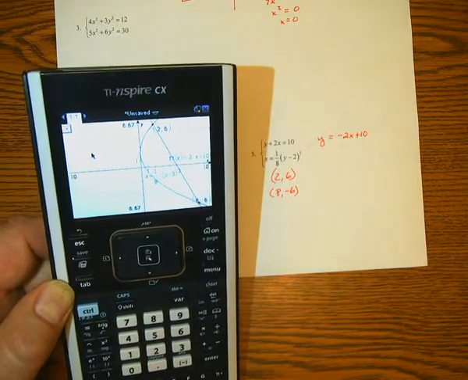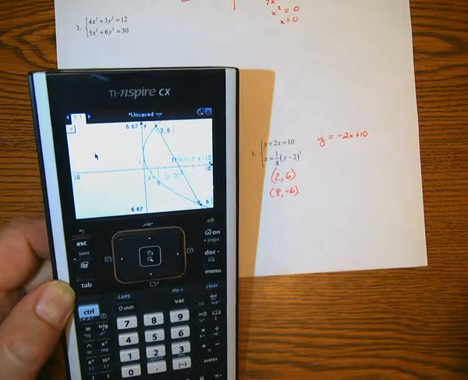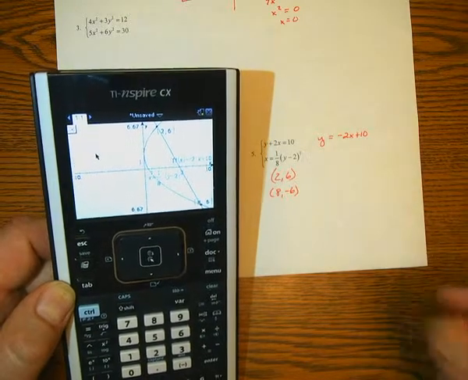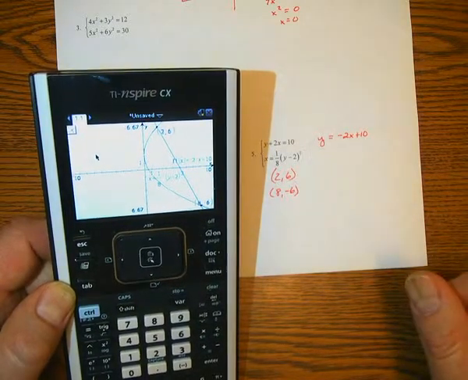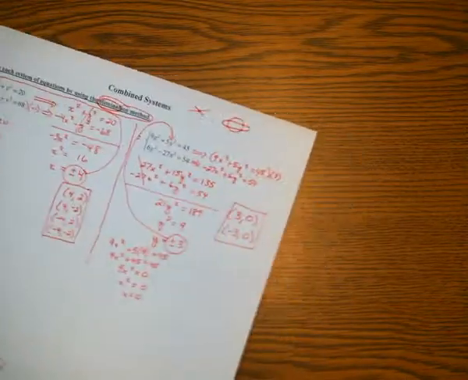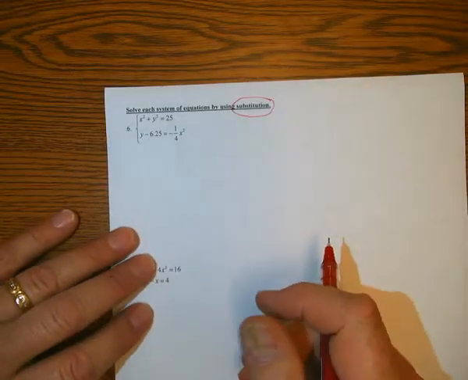Now all you have done in that process is you have told the calculator which two equations or graphs you're trying to find the intersections of, and it finds it for you right there. All right, let's go on to our last process, which is substitution.